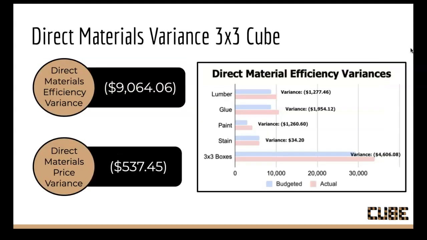We broke down our direct material variances by product, so we are going to start with our 3x3 cube. The direct materials efficiency variance for the 3x3 cube was $9,064.06, which was an unfavorable variance, and that was mainly due to our 3x3 boxes having an unfavorable variance of $4,606.08. Glue had the second largest unfavorable variance of $1,954.12.